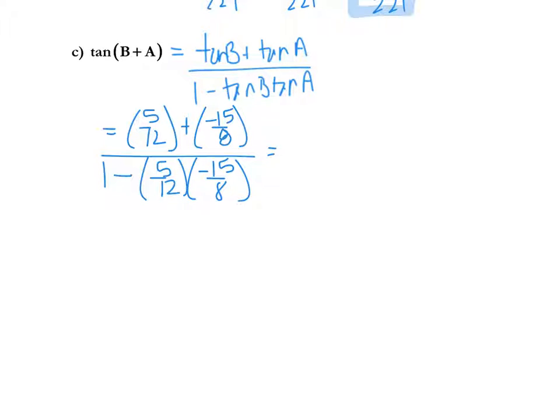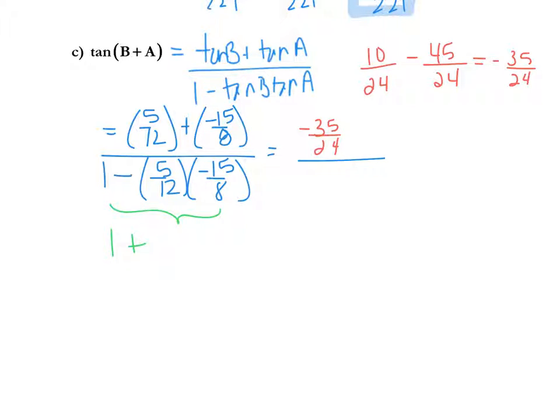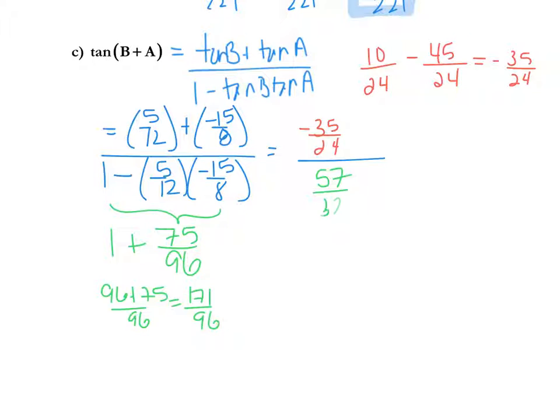Okay. All right, so let's do some side work here. Let's get a common denominator. So 10 over 24 minus 45 over 24 will give me negative 35 over 24. Okay, and then let's do some work here. So this is going to be 1 plus 75 over 96. All right, so common denominator on this, so 96 plus 75 over 96 is going to be 171 over 96, which simplifies to 57 over 32.